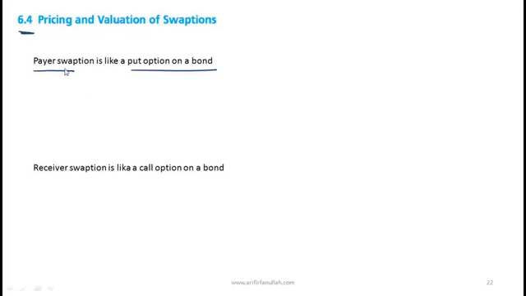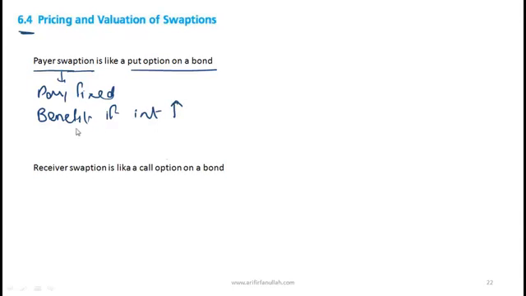Okay, so let's take a payer swaption first. What is a payer swaption? This is where you are getting into an option to basically pay fixed. So if you are going to pay fixed, do you benefit if interest rates go up or if interest rates go down? You benefit if interest rates go up. Okay, so you are pay fixed, so you benefit if interest rates go up.